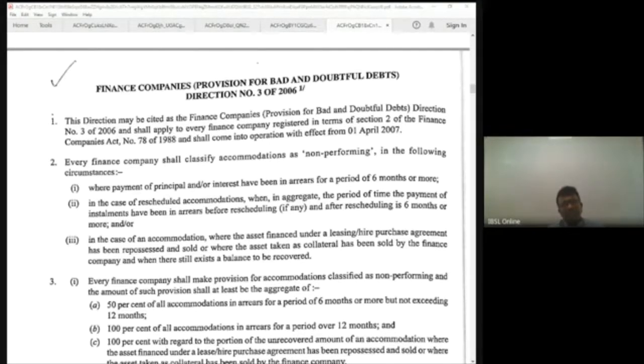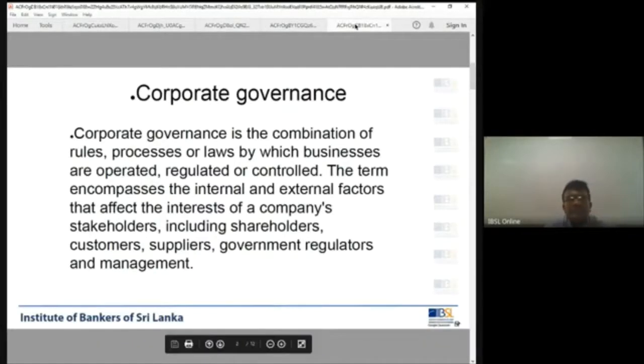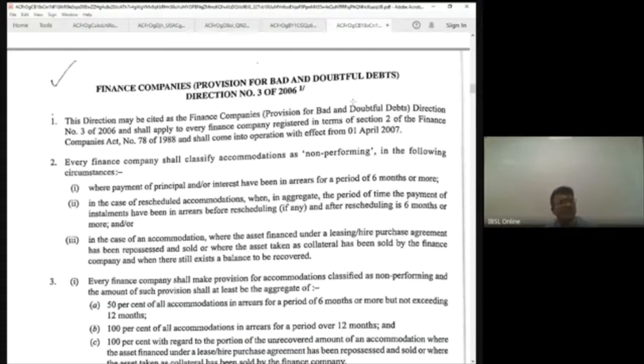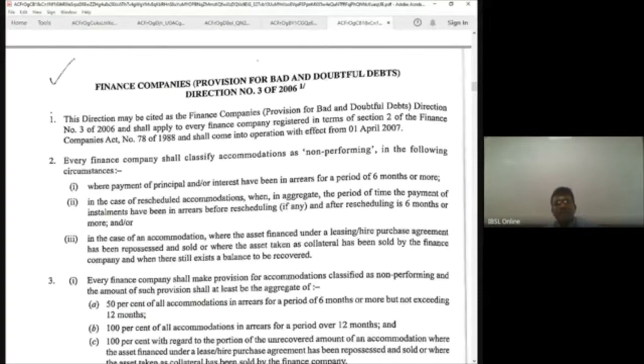Cumulative redeemable preference shares is something like that. There's a term we use, preference shares, which may have a maturity date. Redeemable, they can redeem these shares. So they are not part of core capital. Right. Today, we will just discuss like this. Next, you have bad and doubtful debts.